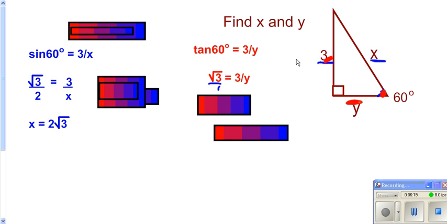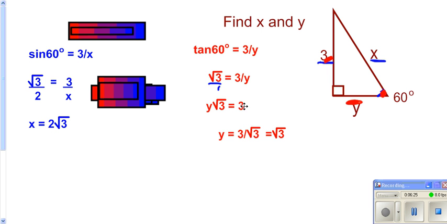So then you can go ahead and cross multiply. Finish solving it for y. You get 3 over root 3. Then you want to rationalize it, and it simplifies down to just root 3.